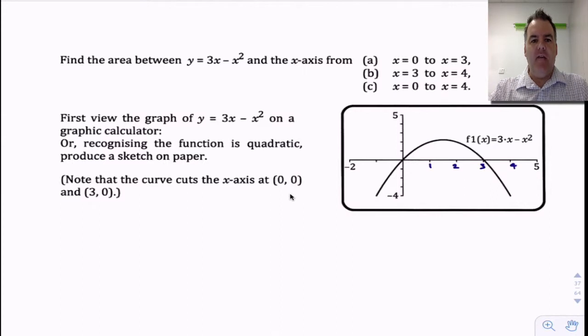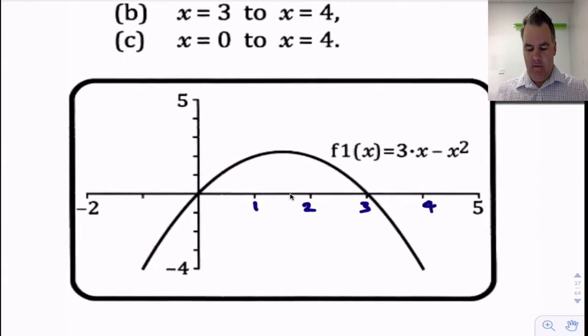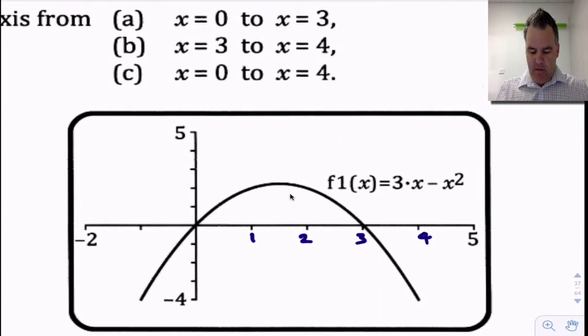This question asks us about finding the area between the curve and the x-axis between different x values. The important thing to know here is that if we want the area between 0 and 3, that's this bit here, that's really easy. The integral from 3 to 0 of the function, not a problem. The tricky bit is when we start dealing with areas underneath the curve.